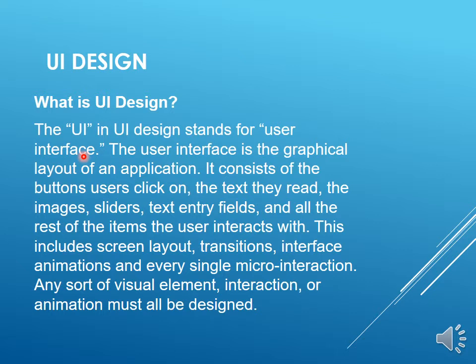What does graphical layout mean and what does it consist of? Graphical layout means how your application will look, and with which things it will be created. So it consists of buttons, text, images, sliders, text entry fields, and all the items the user interacts with. For example, if the user wants to head to another page, they will click on a certain button. So the user is interacting with that button, right? So it is user interface. The user is interacting with it, right?